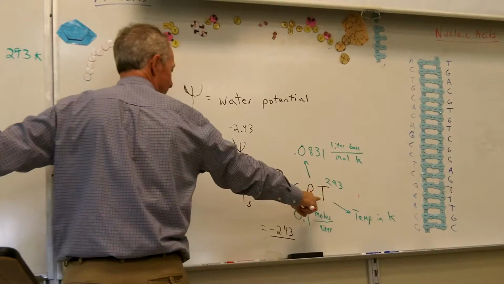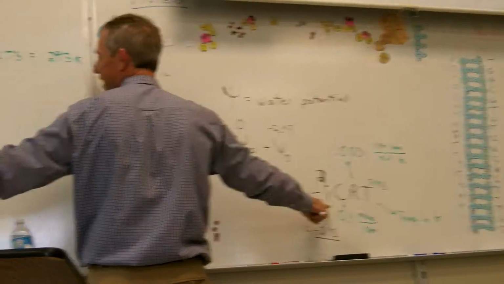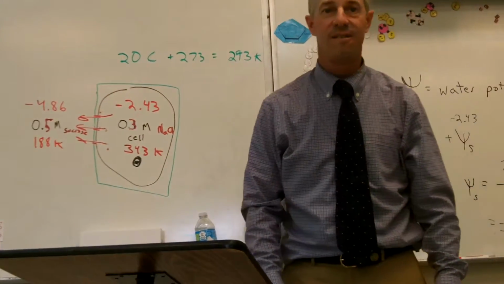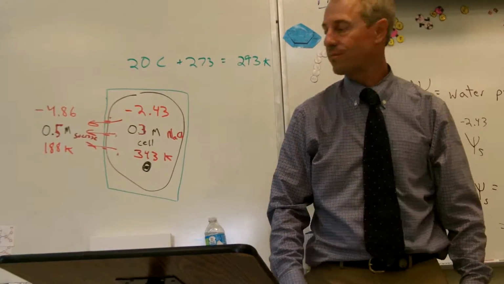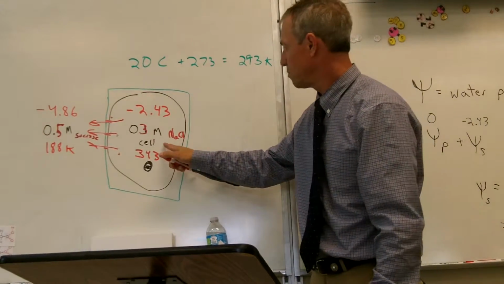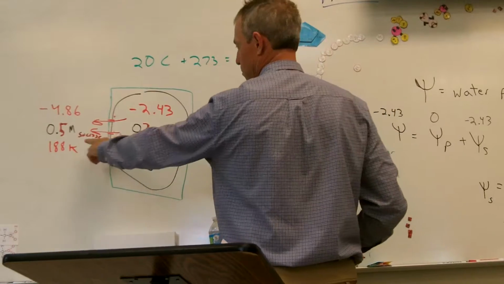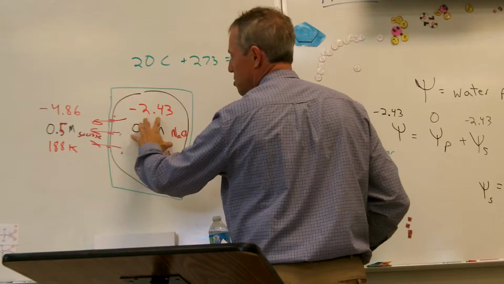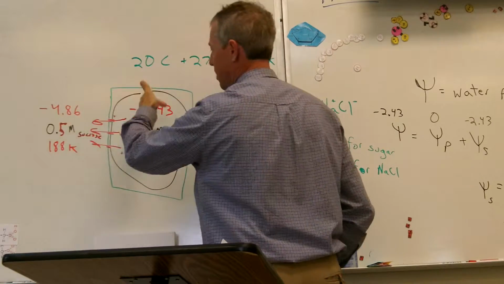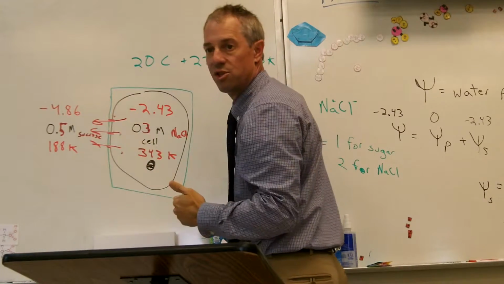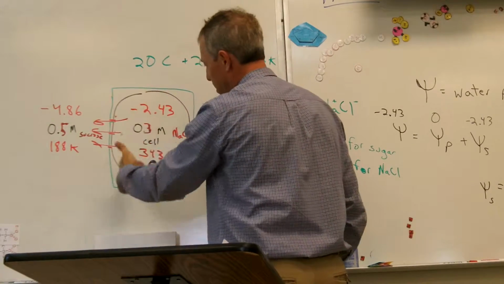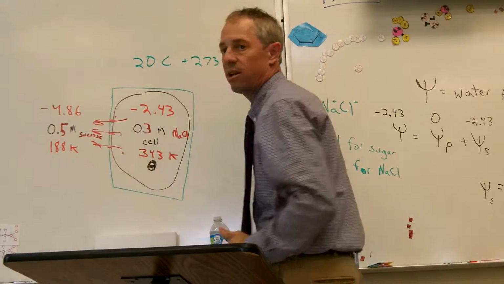188 is the T. And the I is either 1 or 2 based on if it's sucrose or NaCl. What if inside is the salt and outside is sugar? Then you calculate this, and then you calculate that. You'll get two separate numbers. You do two separate calculations. You'll get this number when you calculate this, and you'll get another number when you calculate that.